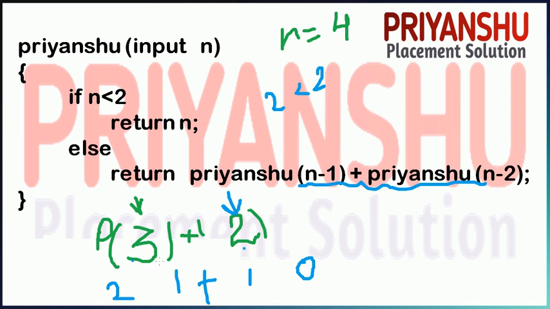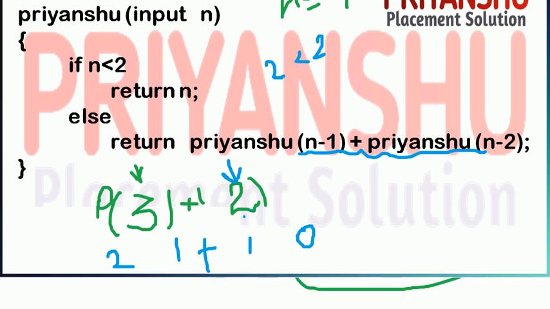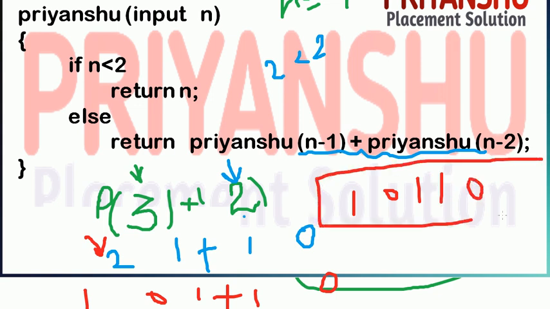Then again, friends, if we talk about the next values, let's suppose we talk for this 2. The value of 2 is 2, so this 2 is returned, friends, then 1 and 0, and this is 1, then plus 1 and 1 0, right? So this is the sequence finally returned by this function. What is the sequence, friends? 1 0 1 1 0, right? Friends, this is the final sequence that the function returns.